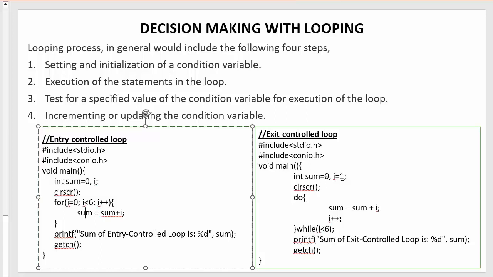The I value is 1. With I equals 1, these two statements get executed, then the value of I, which is 1, gets compared with 6. 1 is less than 6, yes, the condition becomes true. Then again it will come inside the do and execute these two statements, then it will increment the value of I by 1. So what this means is, in the exit control loop, while exiting from this do while, it will check for the condition. That's why it is called an exit control loop or post-test loop.